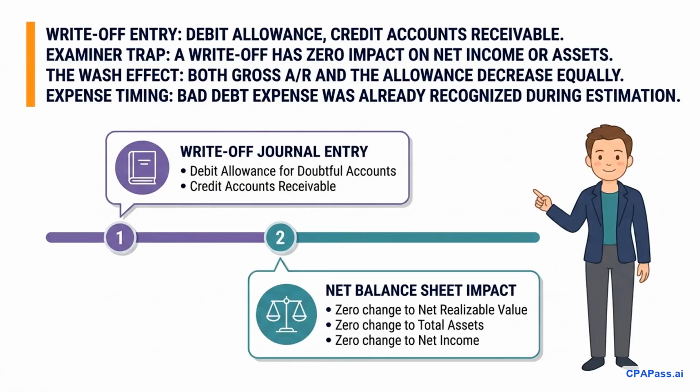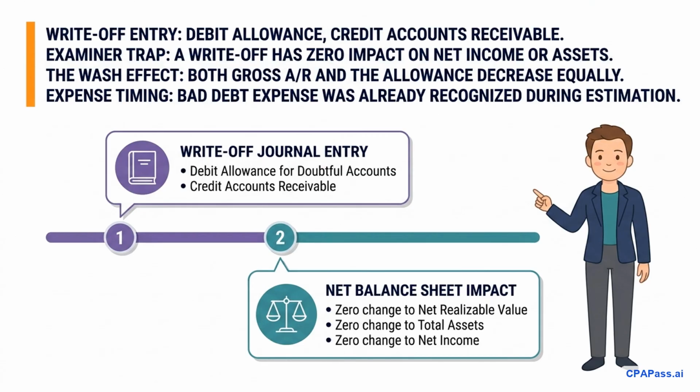When a specific customer's account is confirmed uncollectible, you must write it off. Under the GAAP allowance method, the journal entry is a debit to the allowance for doubtful accounts and a credit to accounts receivable. Here's a major examiner trap: writing off a specific account has absolutely zero effect on net income, total assets, or net realizable value.